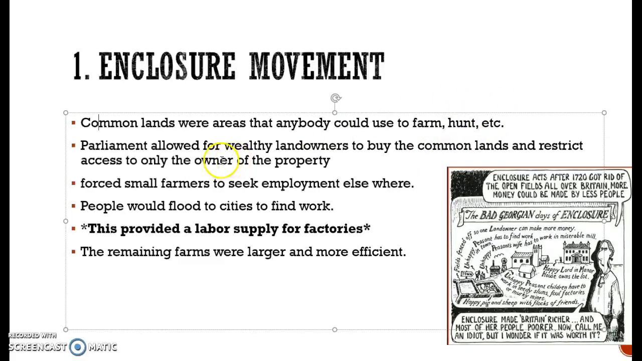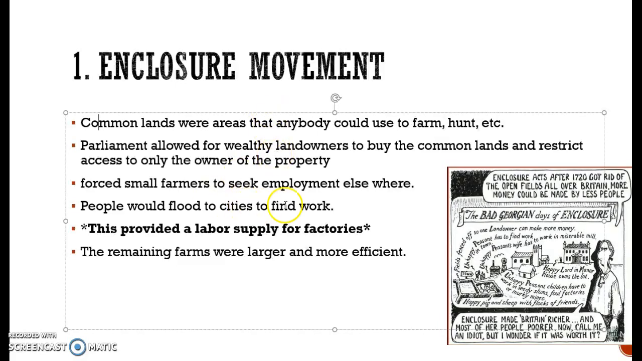Well, Parliament started to do something, and this was very important for small-time farmers because they didn't have enough land or property to be able to survive on their own. But Parliament started to allow wealthy landowners to buy these common lands. It's called enclosure because they would fence off, they would enclose the commons so people couldn't use them anymore. And that was really devastating for small-time farmers. And so, knowing that they couldn't survive, they also started selling their lots to these wealthy landowners as well.